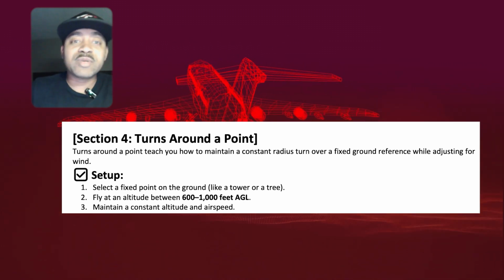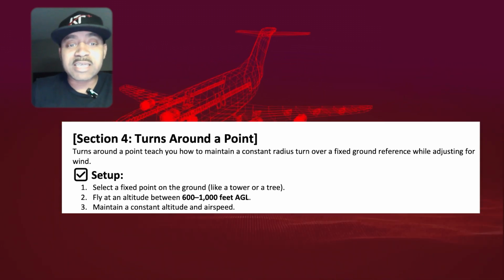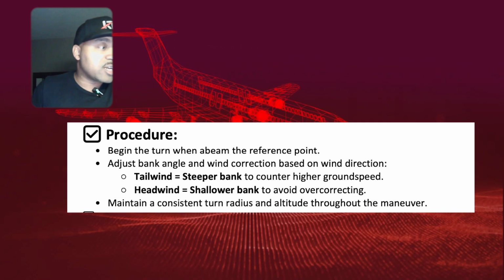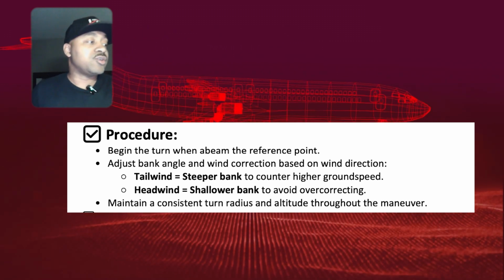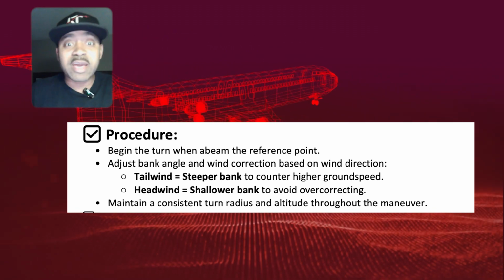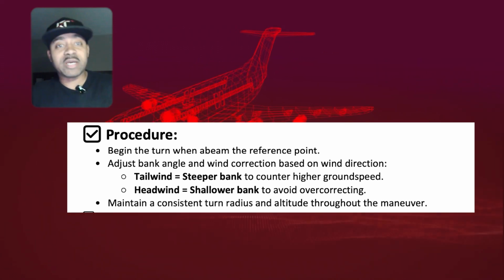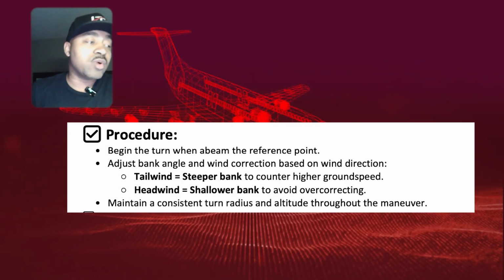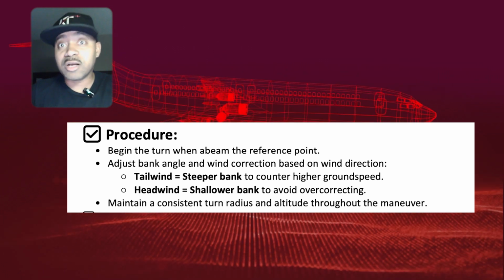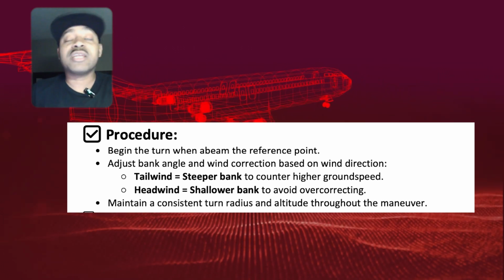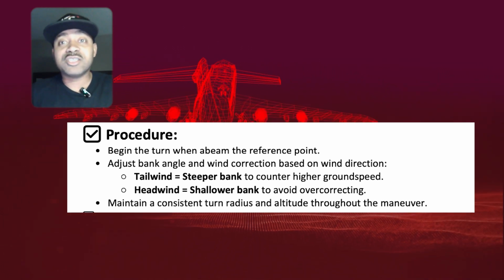So you pick an altitude between 600 and 1,000 feet, and maintain a constant altitude and airspeed. When you first enter, if you're entering with a headwind, you're going to start with a steep bank because the headwind's going to push you towards your point. So you've got to hurry up and get through that turn, so you make a steeper bank. And then as you get around that turn, you're parallel to the point that you're flying around, you're going to have the steepest bank you're going to have as you roll out.